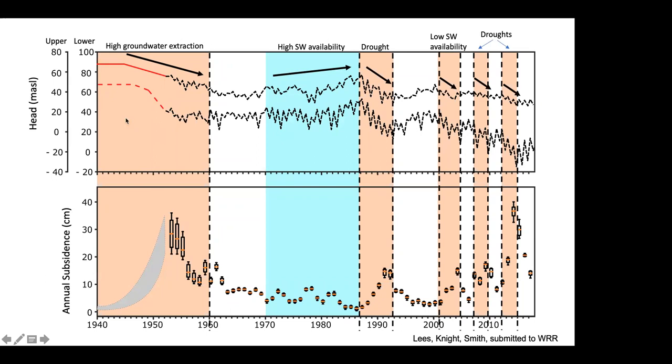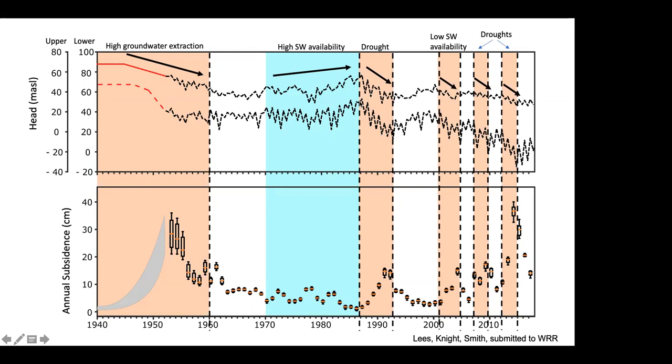But what you can see is we're truly capturing what you would expect to see. Back in the 50s and 60s, people were pumping like mad. Head levels were going down in the upper and lower aquifer, high subsidence rates. The subsidence rate then stabilized through the 70s and 80s. And this is because all the surface water delivery came on board. So suddenly people didn't have to pump groundwater. Surface water from the north was being delivered to the south. But it's interesting to note the subsidence never stopped. There is nothing in the last 65 years that goes below zero.